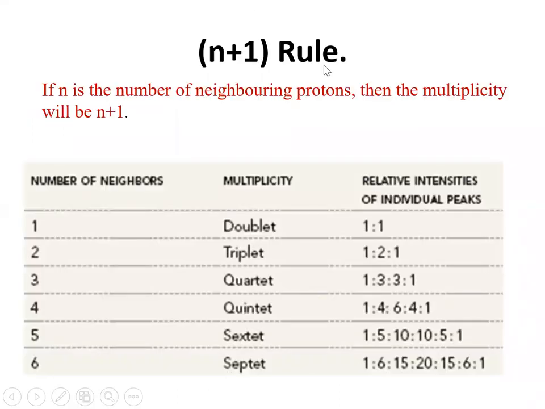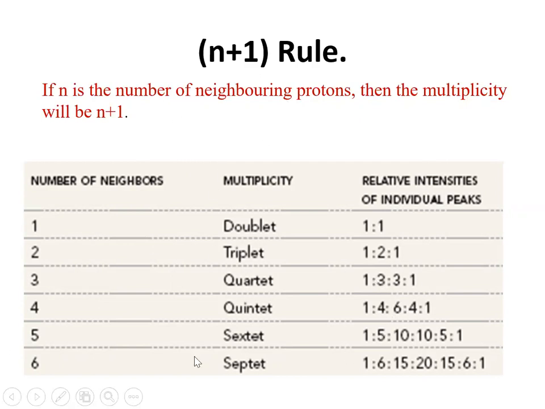Now, N+1 rule. What is the N+1 rule? We have discussed it in previous video lectures. Now we are going to repeat it because the N+1 rule plays a very important role in understanding spin-spin coupling. If N is the number of neighboring protons, then the multiplicity will be N+1. Suppose there are 2 neighboring protons, then the multiplicity will be 2 plus 1, which means 3.